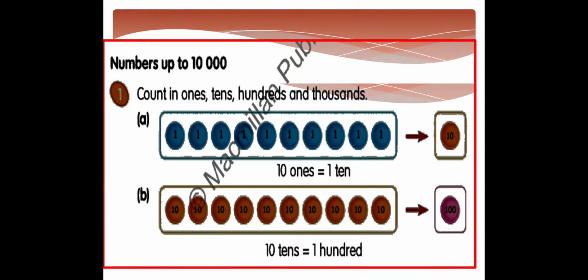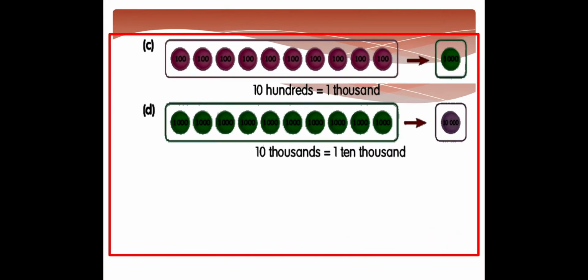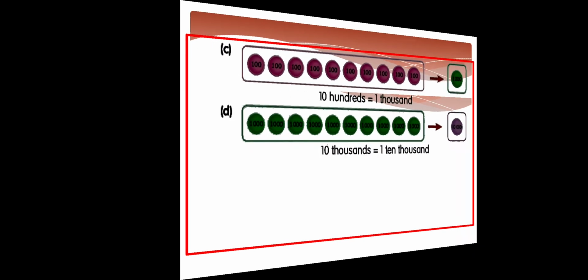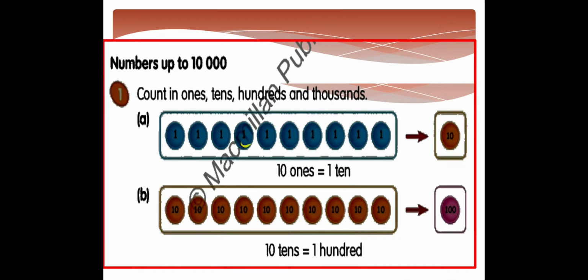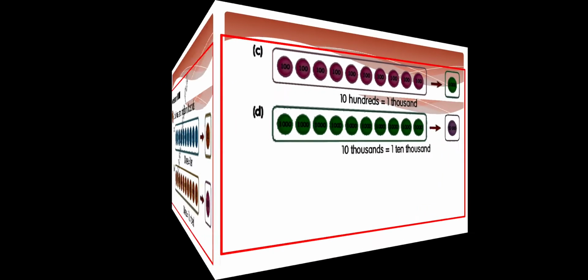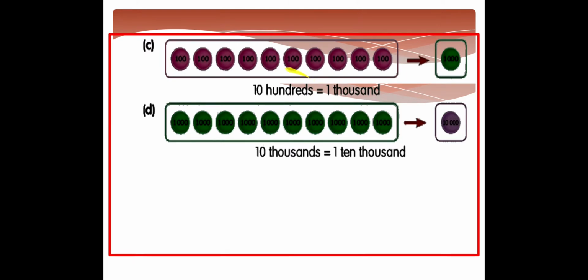Up till class 3, we have discussed digits up to 5-digit, that is 10,000. We know when we count, this is 1, 2, 3, 4, 5, 6 and so on, we get 10 ones, and we know 10 ones is equal to 10. We also know that 10 tens is equal to 100. When we count hundreds, 10 hundreds makes 1000 and 10 thousands makes 10,000.